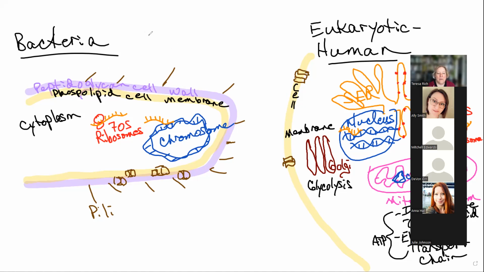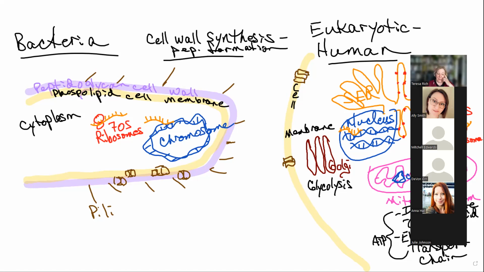Okay, and we have a large class of antibiotics that target peptidoglycan cell wall synthesis. So they all target peptidoglycan formation some way. It just depends upon which enzyme. Okay. So there's one group that I want you to know. I'm going to toss in another one because you hear about it a lot. Okay, so penicillin.